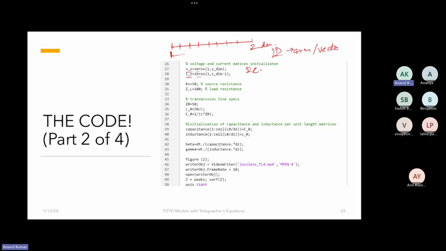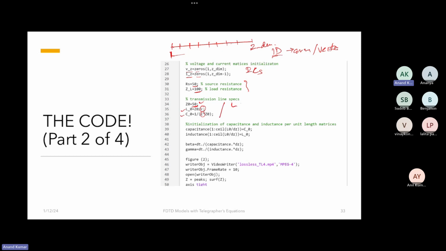Now for the boundary conditions, we have put the value of the source resistance and the load resistance as 50 and 100. You can vary them. Now for the transmission line specs, we are choosing the characteristic impedance to be 50 ohms, and here we are taking the speed of the wave to be equal to the speed of light, and hence we can evaluate the inductance and capacitance value for this 50 ohm transmission line.